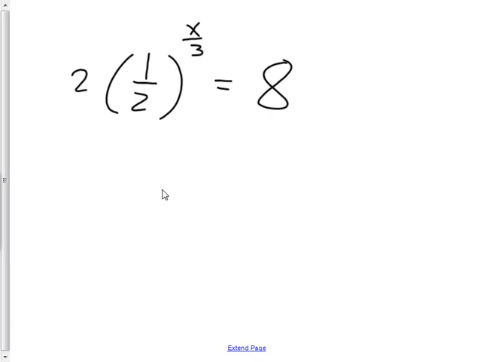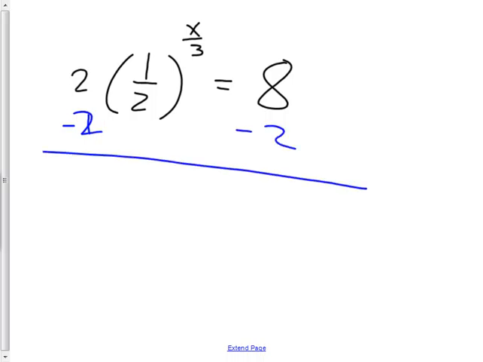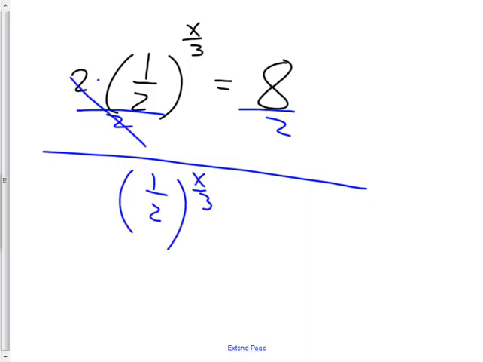At the very beginning, it's got a 2. How do I get rid of it? Divide by 2. I had kids come up and say, they'd have this written down, minus 2 on both sides. That's a really common mistake. Why can't you do that? Because it's a times right there. How do you undo times? With divide. So you divide by 2, and these cancel, and then you'd have 1/2 to the x over 3 equals 4. You write that part down.